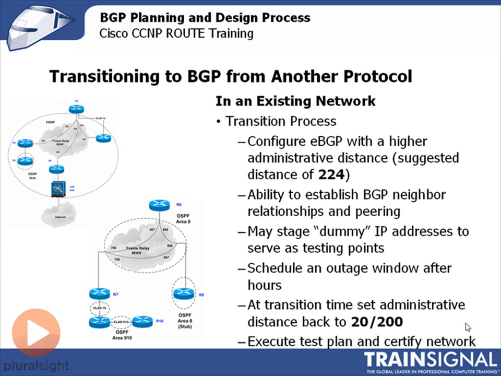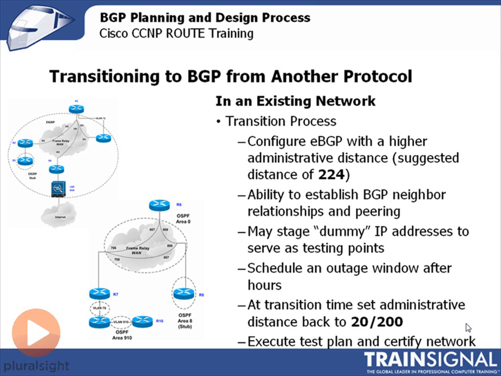So when you want to transition to BGP in an existing network, the transition process has to be handled carefully. First, you can configure your eBGP routers with a higher administrative distance. I'm suggesting 224 because eBGP has a default administrative distance of 20, which will trump any other IGP that you're using, including EIGRP. So you want to have something set artificially high so that it's not going to create disruptions. Now, if it's an iBGP peer, then it's an administrative distance of 200, which isn't going to trump anything. So that's a little safer. But you always want to be able to manually configure these things.